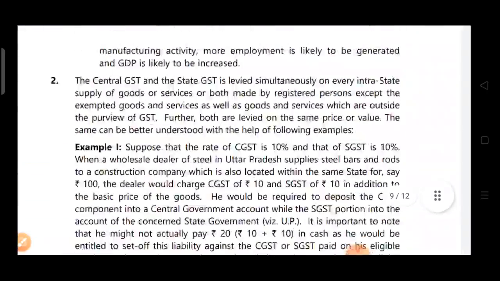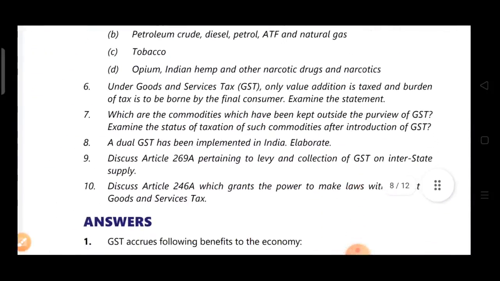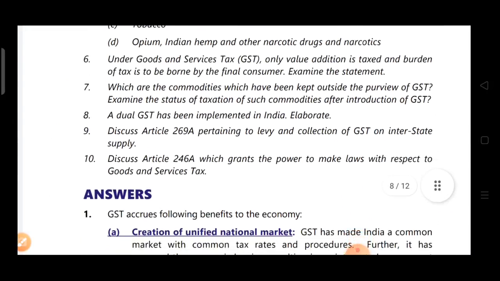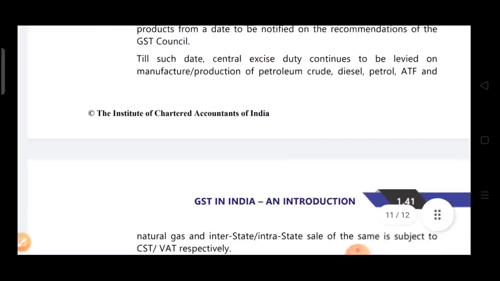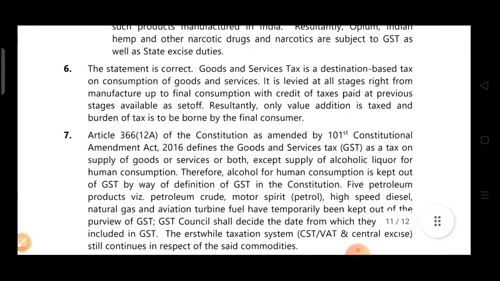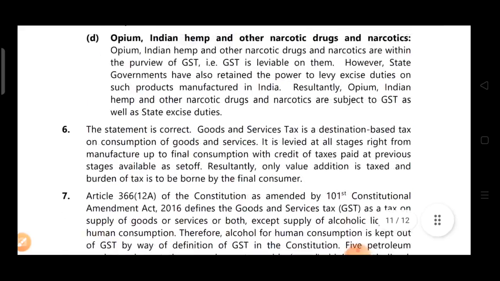Now question number 6. Under GST, only value addition is taxed and the burden of tax is to be borne by the final consumer. Examine the statement. This was clearly seen in both illustrations in fact. See the answer. The statement is correct. GST is a destination based tax on consumption of goods and services. It is levied at all stages, right from manufacture to final consumption, with credit of taxes paid at previous stages available as set off. The tax paid at the earlier stage is available as set off, meaning input tax credit. Resultantly, only value addition is getting taxed and the burden of tax is to be borne by the final consumer.